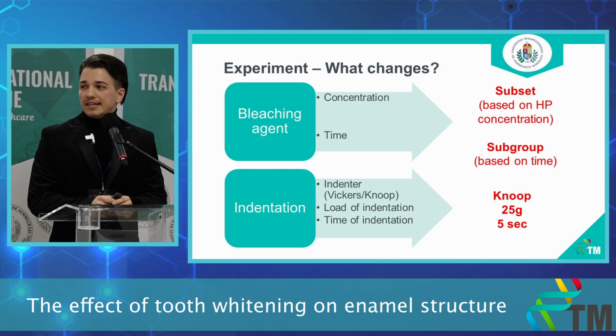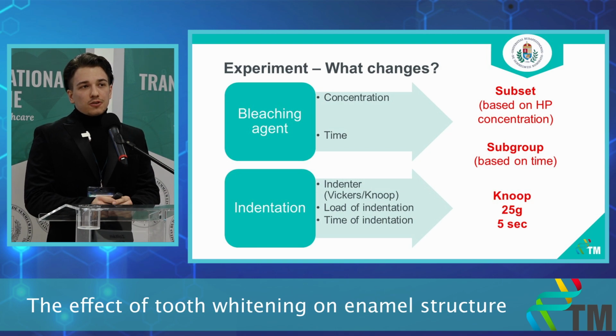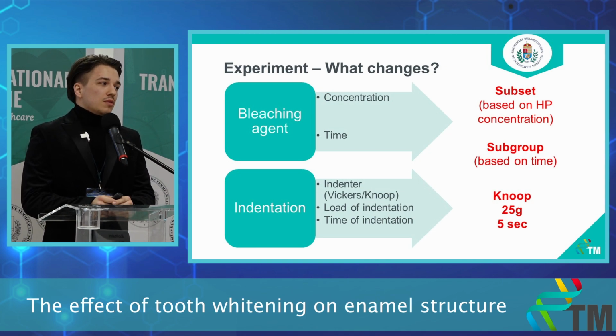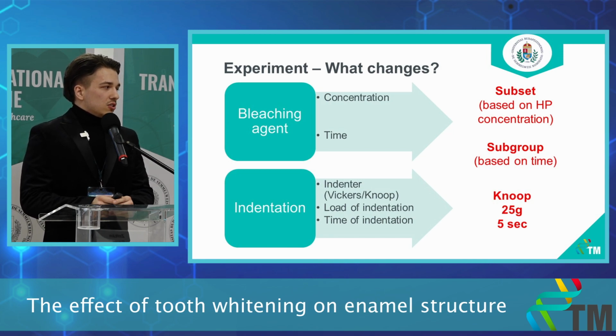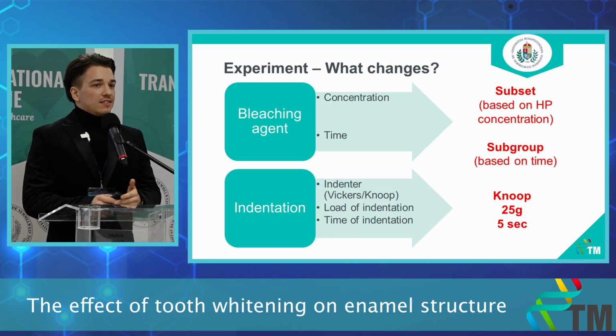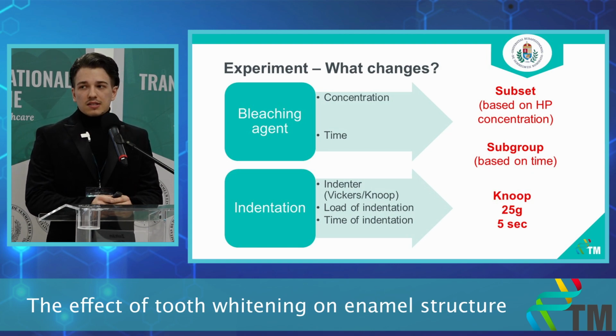For better understanding, I've grouped them in two. The first one is dealing with the bleaching agent. Obviously, the concentration and the time of these materials change among papers. The other is a bigger issue, and that is the indentation. The type of indenter, the load of indentation, and the time of it differ. That is why, for the preliminary results, we fixed it. We only included those studies that use a Knoop indenter with a 55-gram load for 5 seconds.